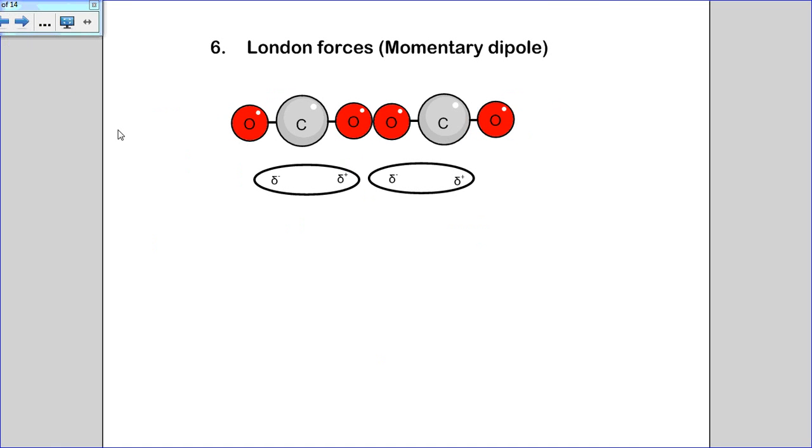So that will be a summary of the different types of intermolecular forces that we have.